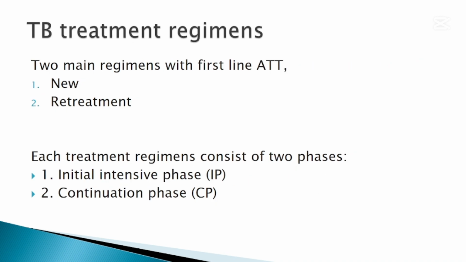So what are the TB treatment regimens? We have 2 main treatment regimens with first-line anti-TB drugs: the new treatment regimen and the retreatment regimen. Previously, the new treatment regimen was called CAT1 and the retreatment regimen was called CAT2, but now the nomenclature is not CAT1 and CAT2, but the new treatment regimen and the retreatment regimen. Each regimen consists of 2 phases, an initial intensive phase and a continuation phase.